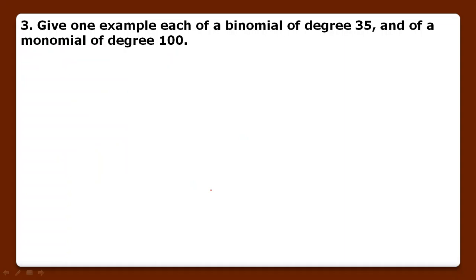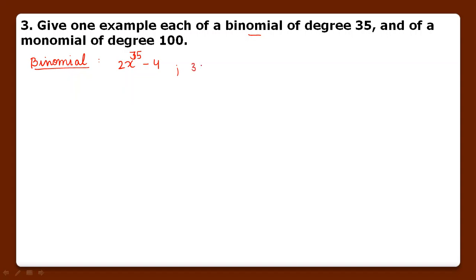Let's come to third question. Give one example each of a binomial of degree 35 and a monomial of degree 100. Binomial we have studied, which is of two terms, and the degree of that polynomial must be 35. And another example of a monomial, meaning one term, and the highest power of that variable must be 100. So let's see the example of first of all a binomial. There can be many examples of a binomial with highest degree 35. Suppose 2x raised to the power 35 minus 4 or anything.